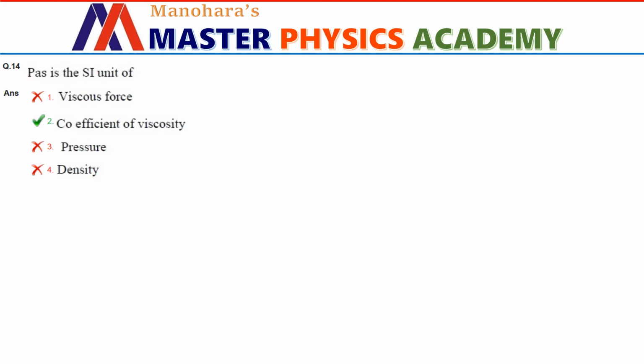Pa s is the SI unit of, Pa s is Pascal second. That is the SI unit of coefficient of viscosity, that is for sure. I can just give you how we need to check this. So what is the coefficient of viscosity? See, the force experienced by different layers of a fluid is directly proportional to area of contact, and it is directly proportional to velocity gradient. The constant of proportionality, what we are going to use, is called the coefficient of viscosity, right?